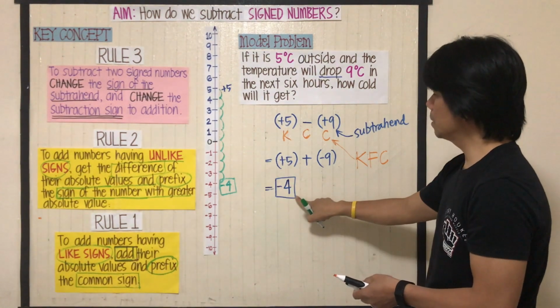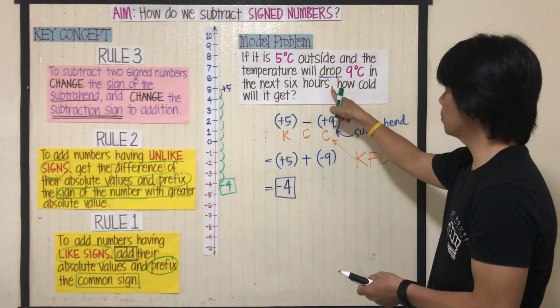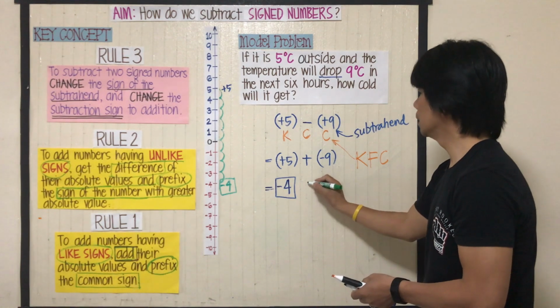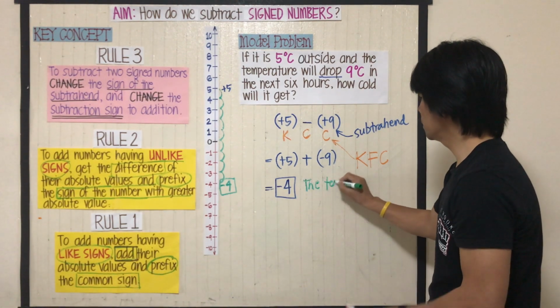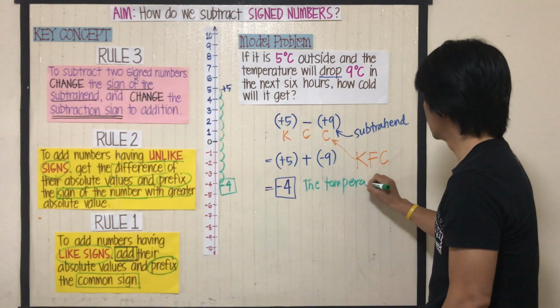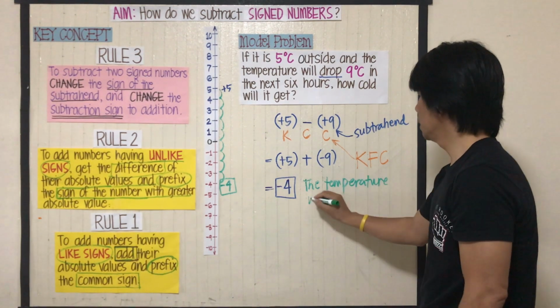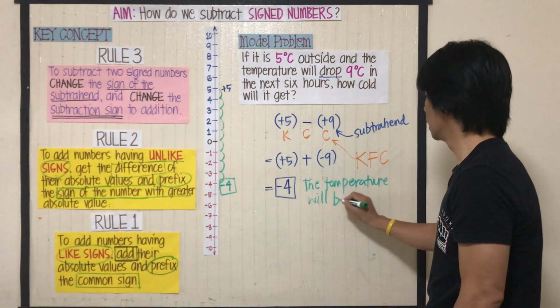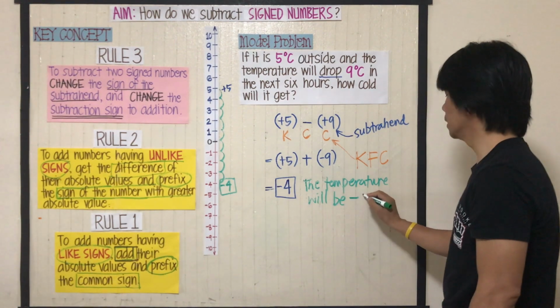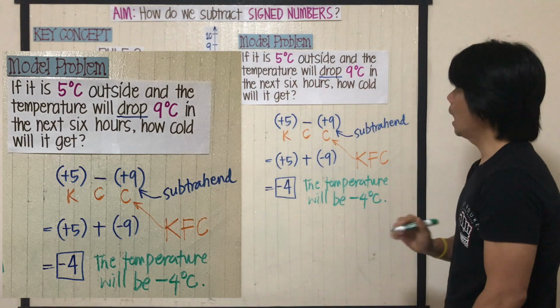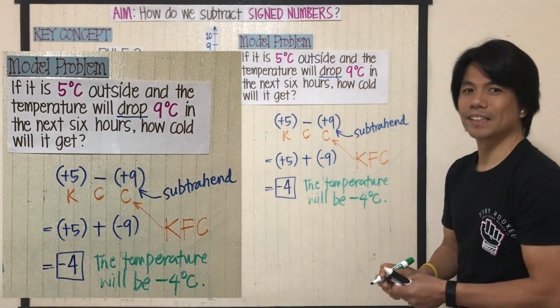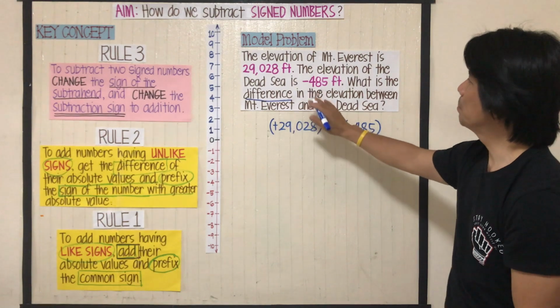Now what is the meaning of this number in the context of the problem? Well, let's write it down: the temperature will be, this time it's very cold, negative 4 degrees Celsius after 6 hours. Let's take a look at the second example.